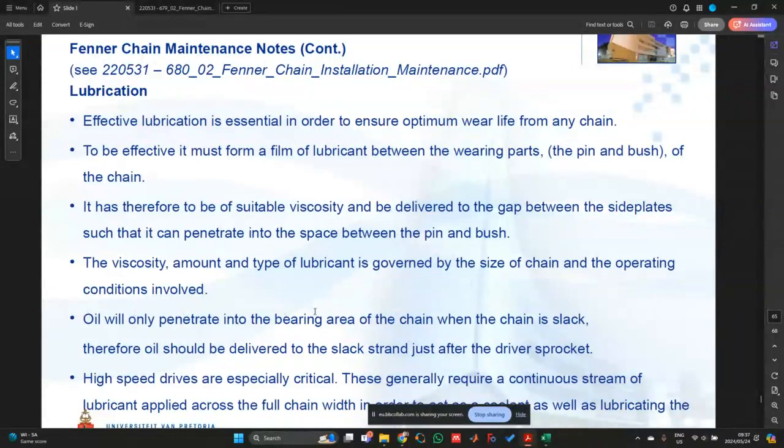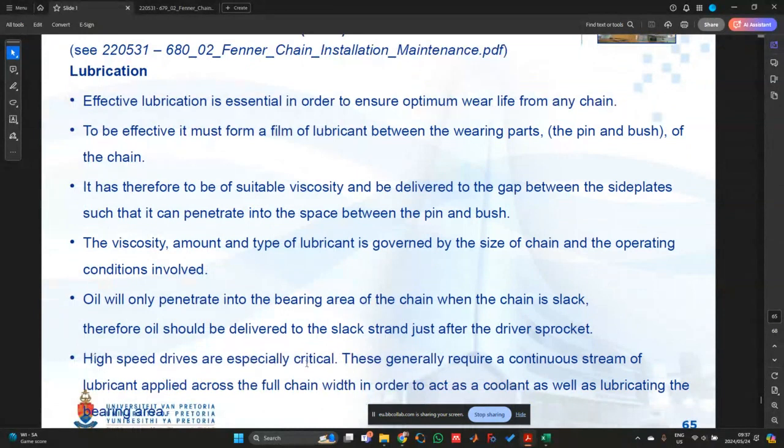The oil will only penetrate into the bearing area of the chain when the chain is slack. Therefore, oil should be delivered to the slack strand just after the driver sprocket. You'll remember from what we looked at for chain tensioning, we said this amount of slack is more or less 2% of the center distance between your sprockets or your shafts. High-speed drives are especially critical. These generally require a continuous stream of lubricant to be applied across the full chain width in order to act as a coolant as well as lubricating the actual bearing area that you're working with.